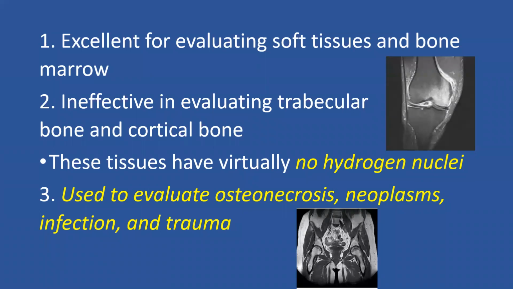These tissues have virtually no hydrogen nuclei. They have no hydrogen nuclei. And the way we record MRI is with the use of hydrogen nuclei.